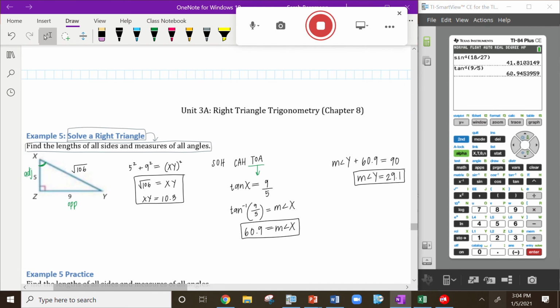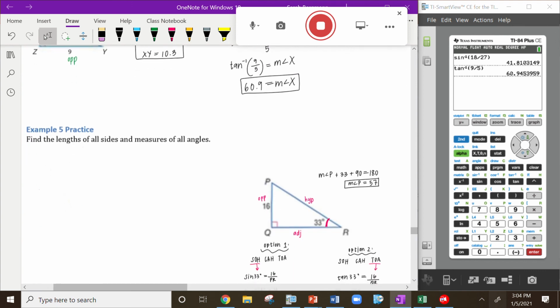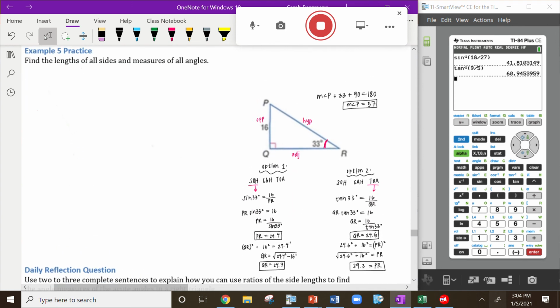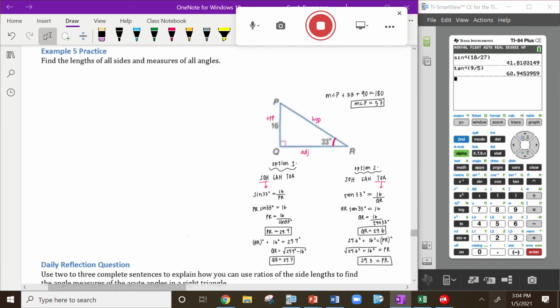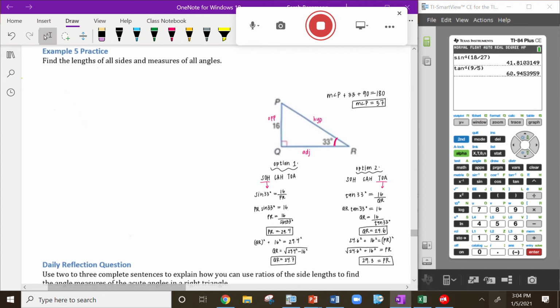Pause the video and try the practice problem below. Here's the correct answer for the second problem. The first problem I'd like you to do on your own tonight.